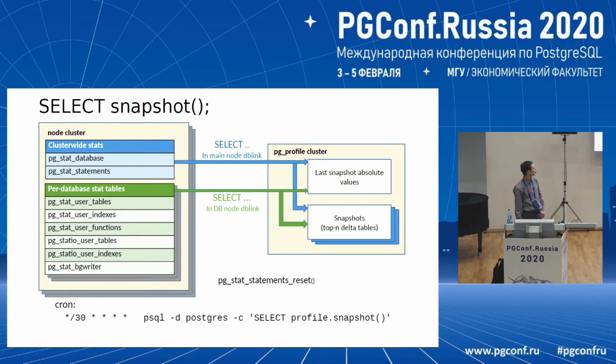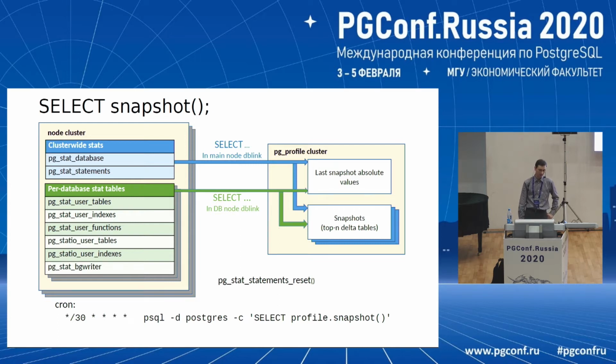The PG profile cluster, where it's installed, will open the main DB link in accordance with the connection string, and will extract whatever can be extracted from the cluster-wide statistics from PGStat database and PGStat statements. Later, depending on the number of databases found in the cluster, for each database it will connect with a separate DB link to collect the statistics based on the tables, the indexes and relations, because otherwise there is no other way to collect them.